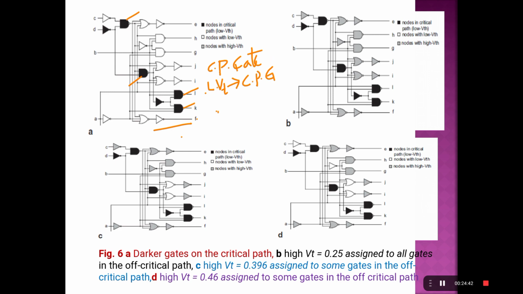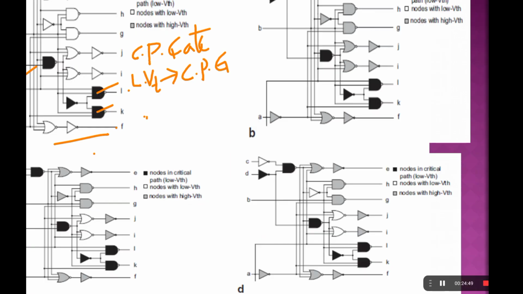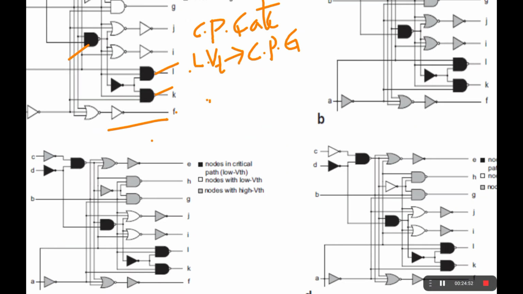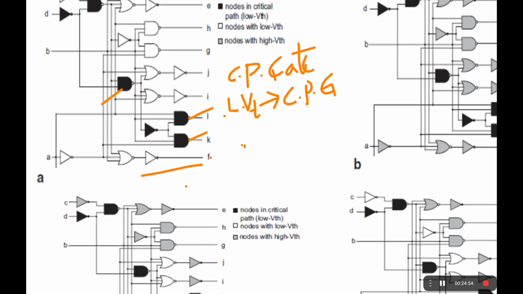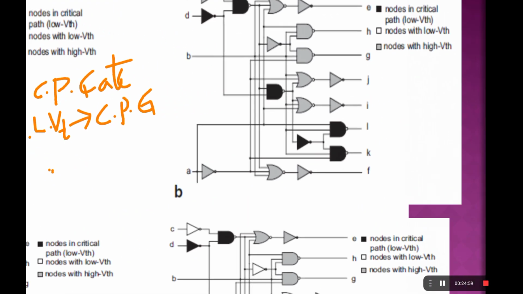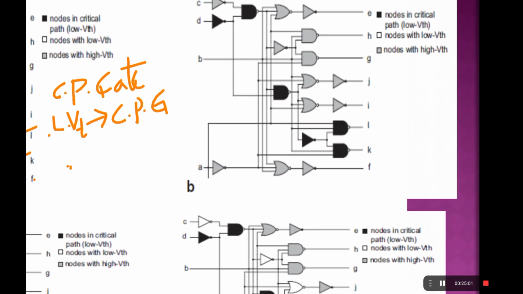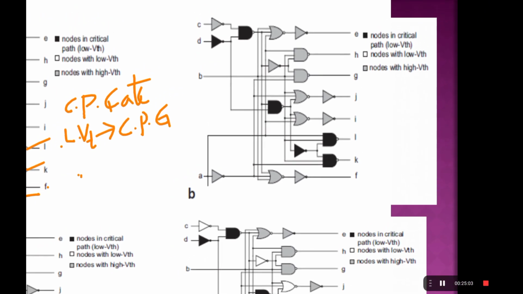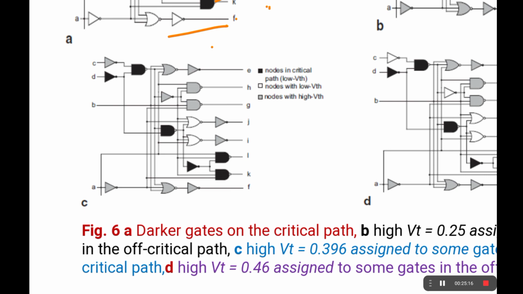So the second thing: darker gates are on the critical path, so high VT is assigned to all gates in the critical path. Initially, the light color gates with no shaded color are nothing but the non-critical path. In this second diagram, this can be represented as some shaded color, also called a gray color. So this gray color means that all gates are assigned the high VT transistors, and the dark color gates are assigned the low VT transistors. Okay, so that is nothing but 0.25 as a consideration.